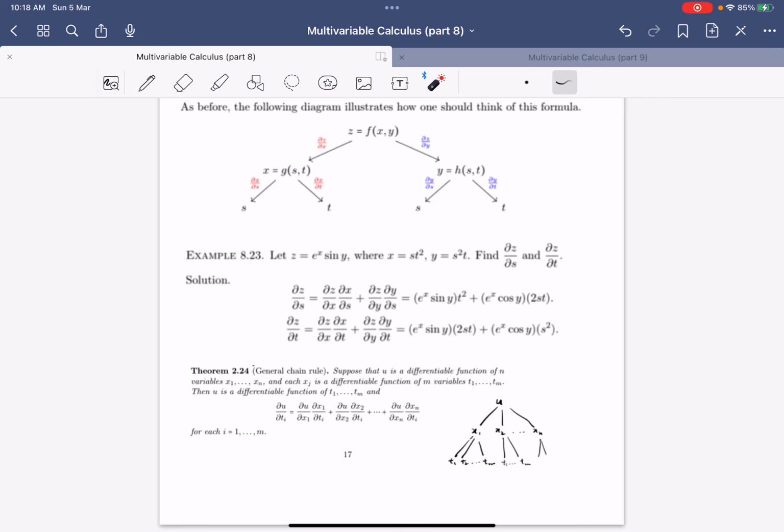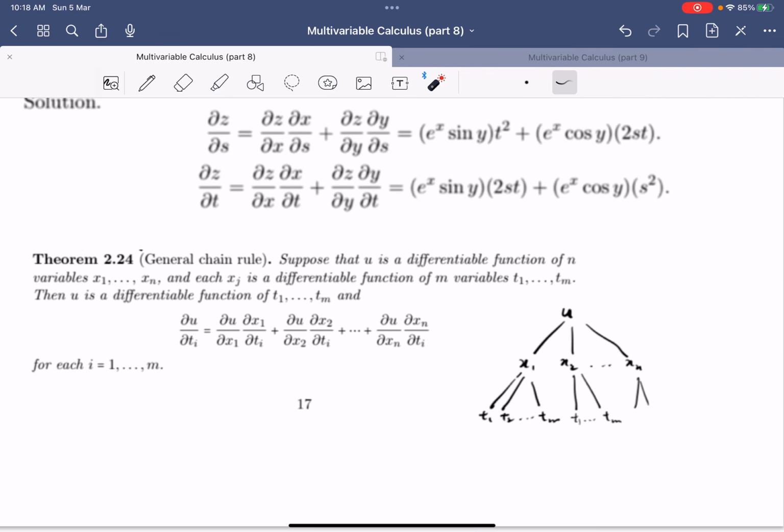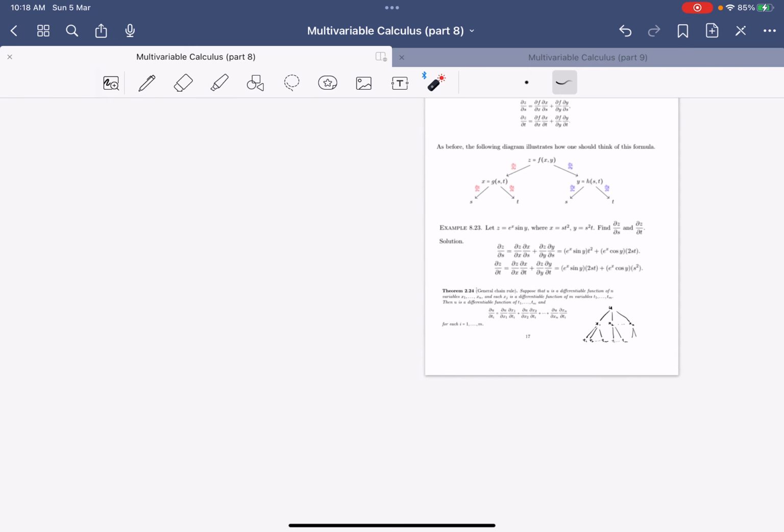So in general, when we have a function in terms of n variables, and each of these is in terms of another m variables, then when we want to go into one of these variables, partial u over partial t_i, you just need to take partial u over each of the n variables, so there are n of these, and for each of the n you go into each subcomponent. Really, if you illustrate it with a diagram, you'll be able to see it clearly. So this is the general chain rule.